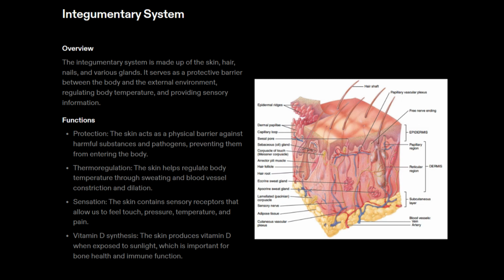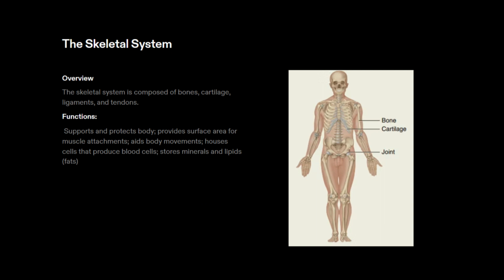Functions. Protection. The skin acts as a physical barrier against harmful substances and pathogens, preventing them from entering the body. Thermoregulation. The skin helps regulate body temperature through sweating and blood vessel constriction and dilation. Sensation. The skin contains sensory receptors that allow us to feel touch, pressure, temperature, and pain. Vitamin D synthesis. The skin produces vitamin D when exposed to sunlight, which is important for bone health and immune function.